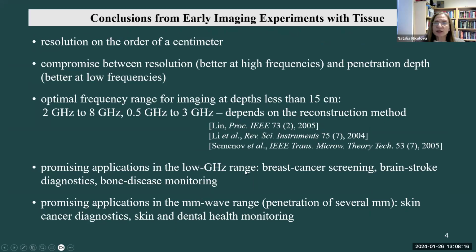The early imaging experiments and research that was carried out more than 30 years ago provided great insight that to this day we use in our research. First of all, it was concluded that with measurements in the gigahertz range in tissue, we can achieve a resolution on the order of a centimeter, even several millimeters.